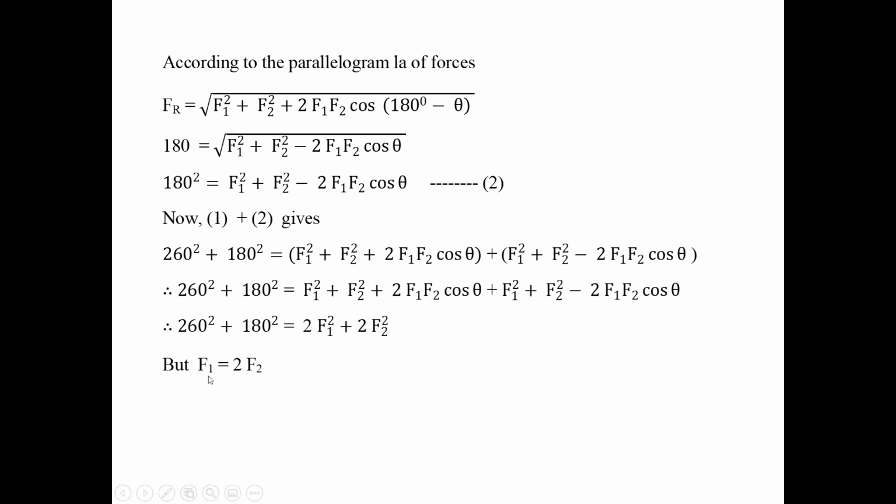But you know that F1 is equal to 2F2. That is the condition in the problem: the first force is double the second force. So in the right hand side, substitute F1 is 2F2. This equation becomes 260 square plus 180 square is equal to 2 into (2F2) whole square plus 2F2 square.